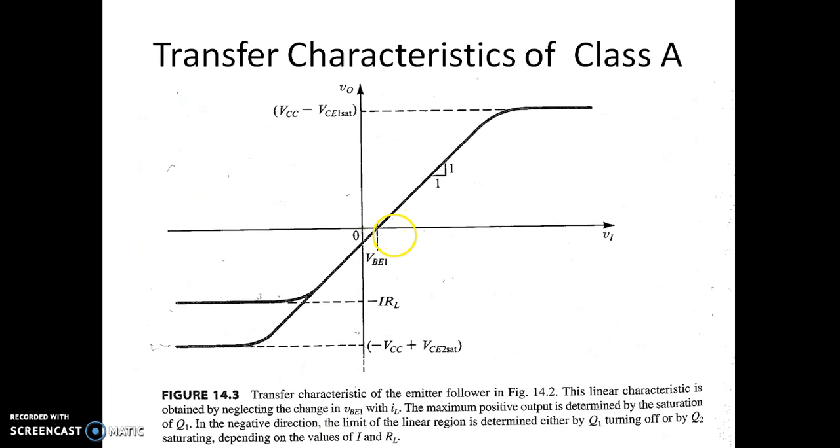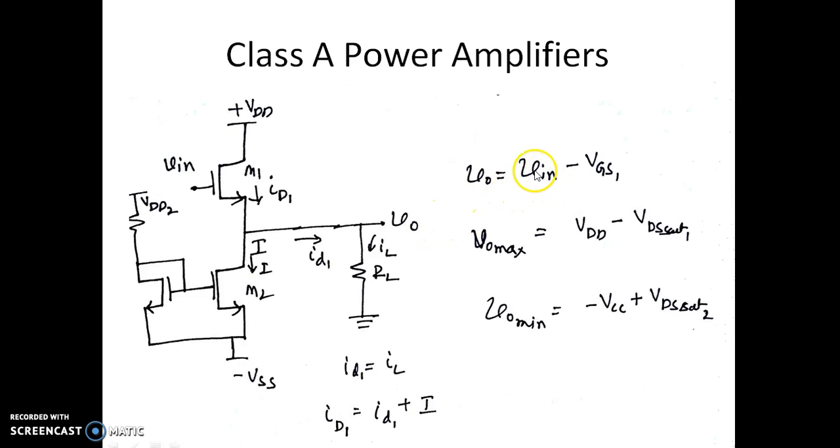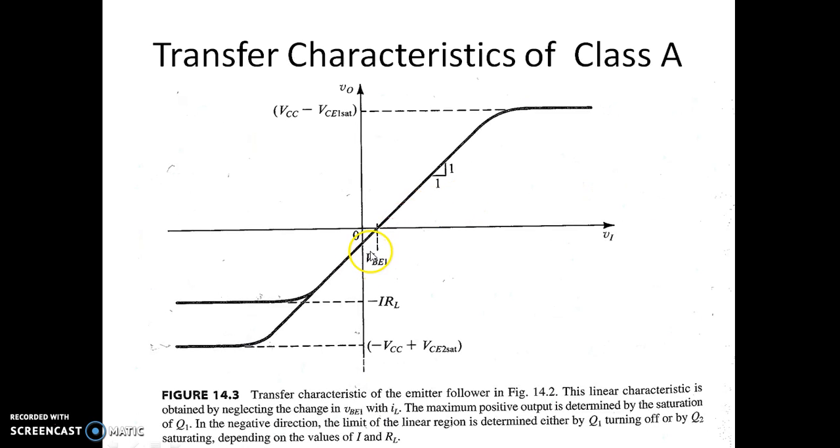Now we should see how the transfer characteristics of a class A amplifier look. As you can see, when the input voltage is 0, the output is negative, because as we see here, when the input voltage is 0, the output is minus VGS1. But in this graph it is written as VCC and VCE sat. This is the transfer characteristic considering the active device is a transistor, that is a BJT. So this can also be written as VDD minus VDS sat 1, and this can be minus VSS plus VDS sat 2. So instead of VCE, you can have it as VDS sat.